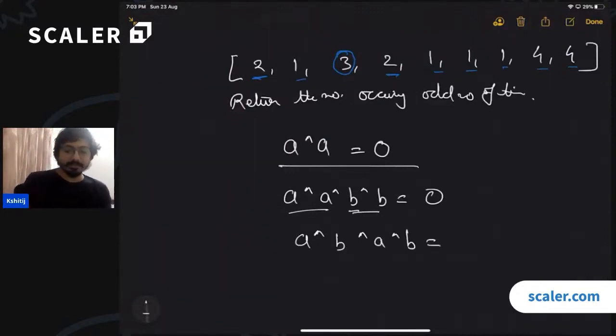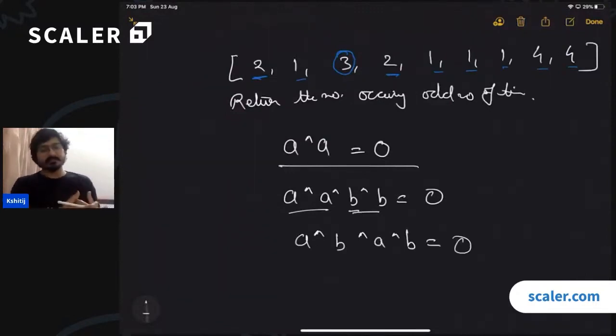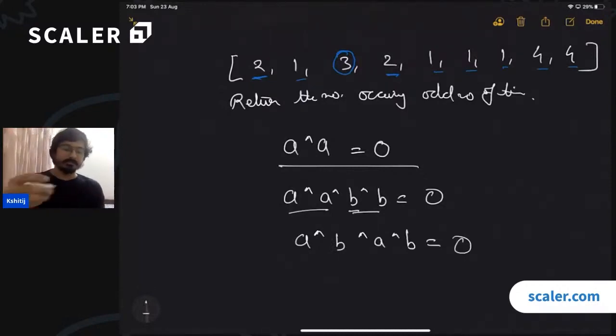Again, this is also going to be 0 because when you are calculating the XOR, order does not matter, right? You can calculate the XOR in any order. You can calculate the XOR of A and B or B and A. Both of them are the same thing. So this is also going to be 0.